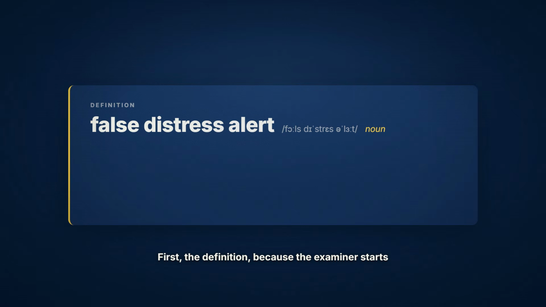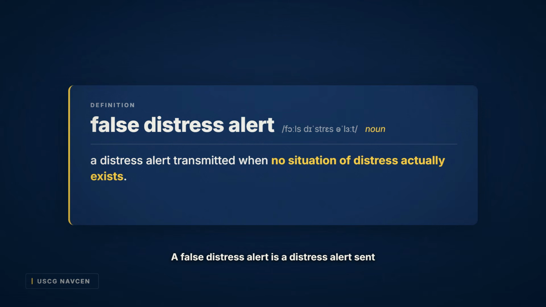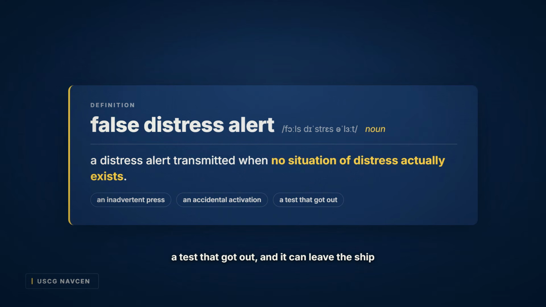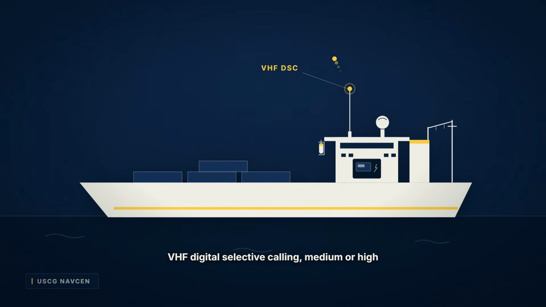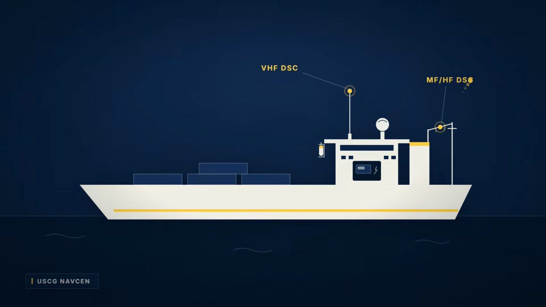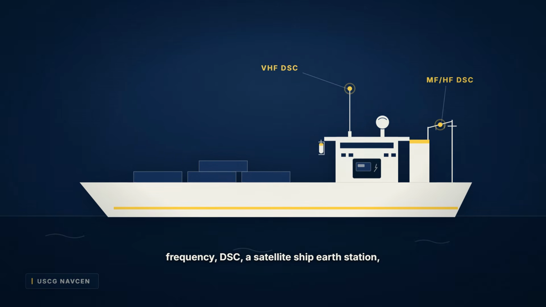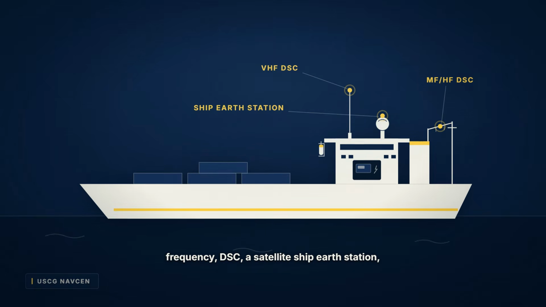First, the definition, because the examiner starts there. A false distress alert is a distress alert sent when no situation of distress actually exists. An inadvertent press, an accidental activation, a test that got out, and it can leave the ship on any alerting path. VHF, digital selective calling, medium or high frequency DSC, a satellite ship earth station, or the EPIRB, the 406 MHz beacon.